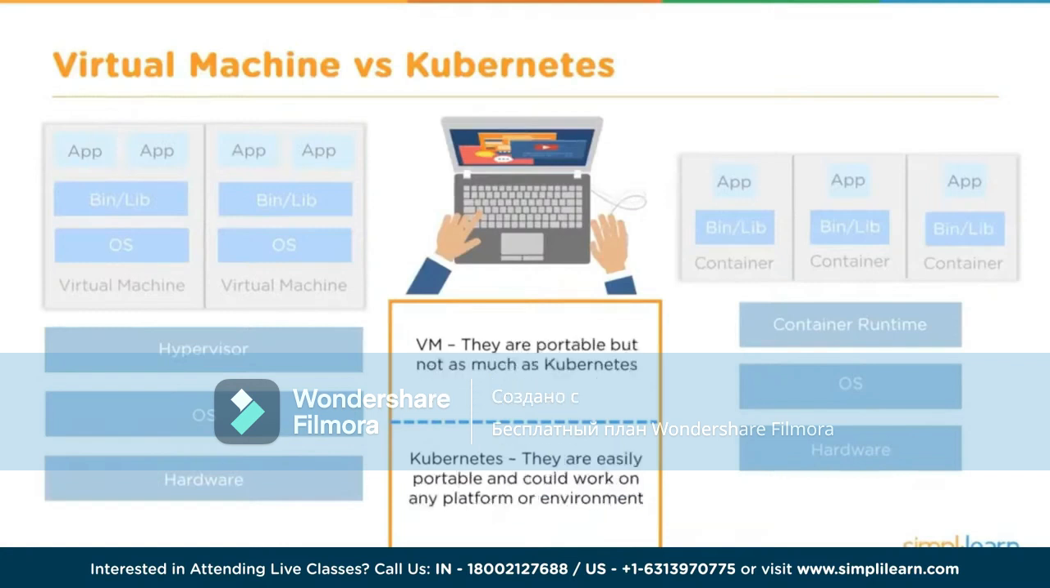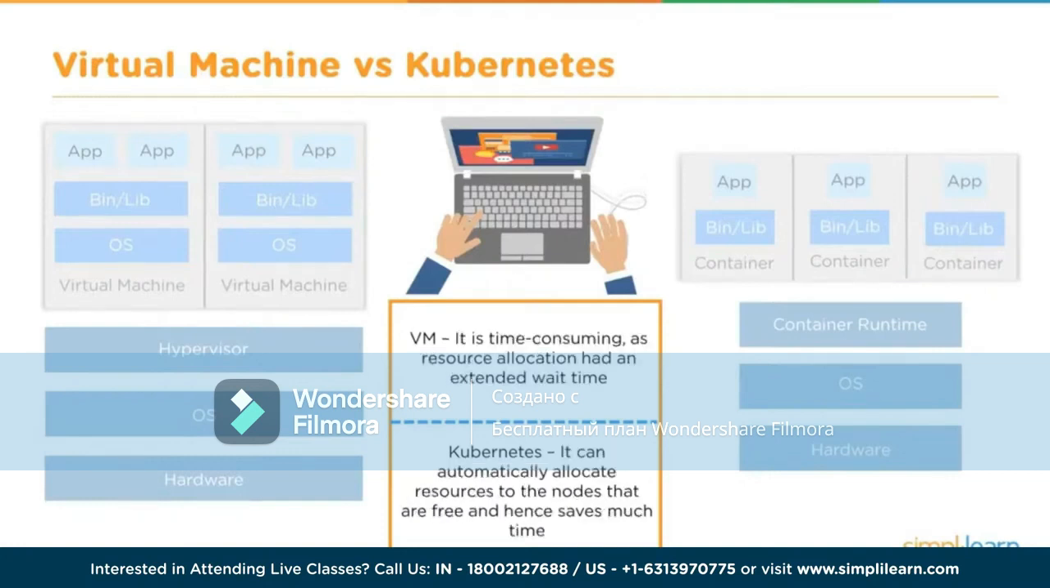So as we highlighted here, VMs are not as portable as Kubernetes, and Kubernetes is portable directly related to the use of containerization. And because Kubernetes is built on top of containers, it is much less time consuming because you can actually script and automatically allocate resources to nodes within your Kubernetes environment. This allows the infrastructure to run much more effectively and much more efficiently.